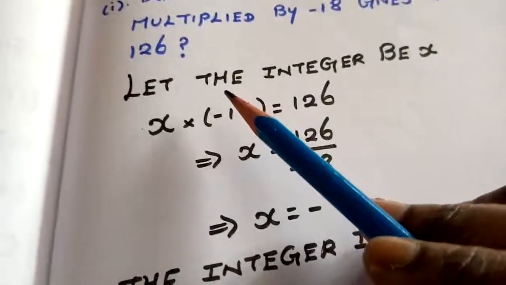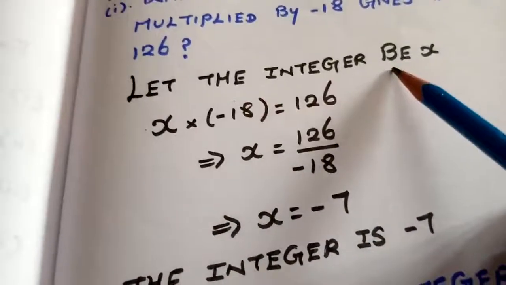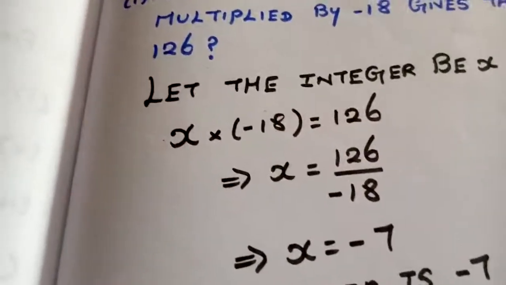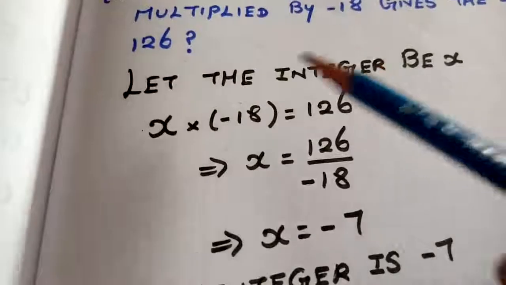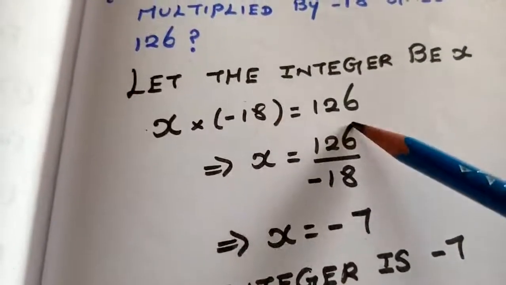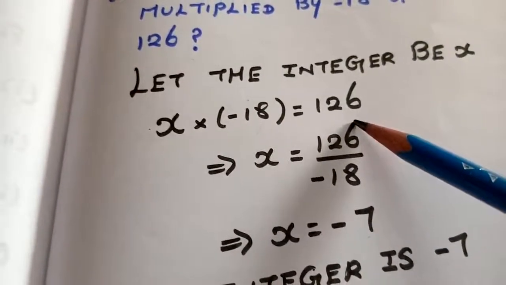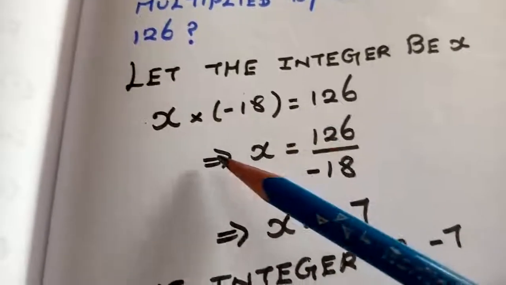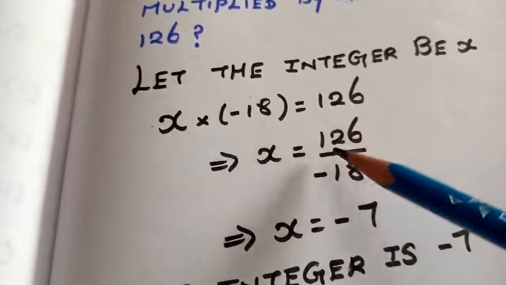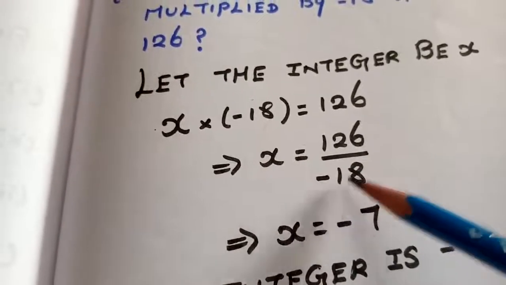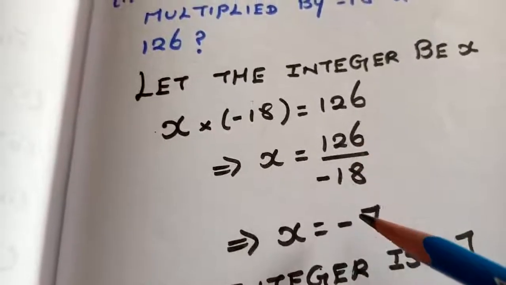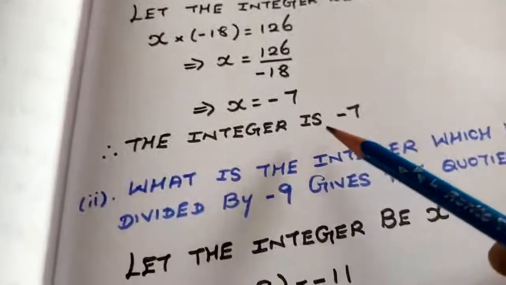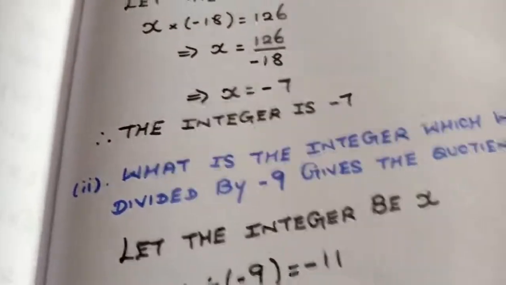So how I am doing here is, let the integer be x. I am taking the integer as x. x into minus 18 equal to 126. To find the value for x, what I am doing here is I am just going to cross multiply the term. x is equal to 126 divided by minus 18. Calculate the term, you are going to get the answer as minus 7. So therefore the integer is minus 7.